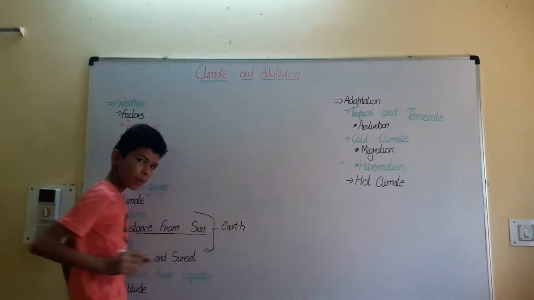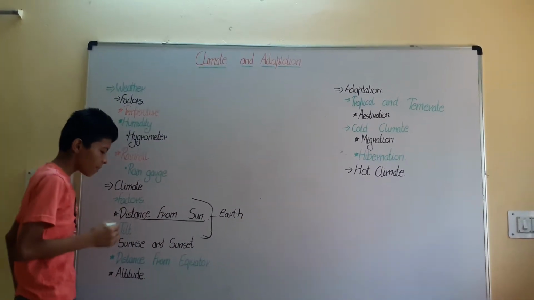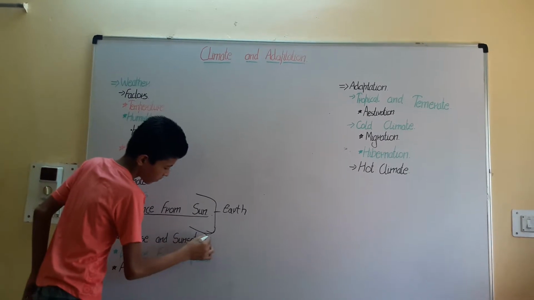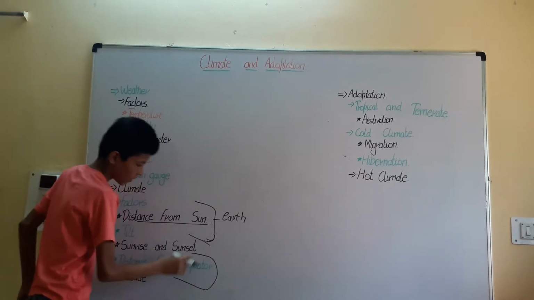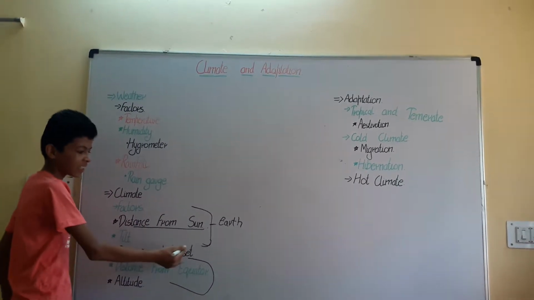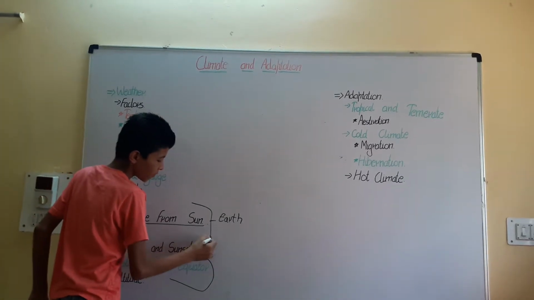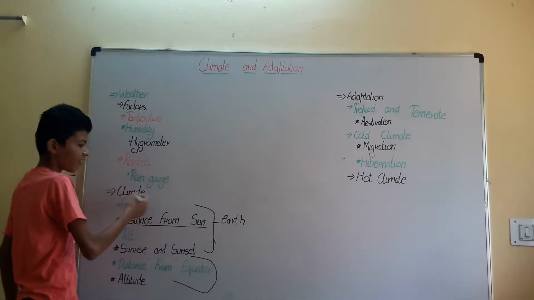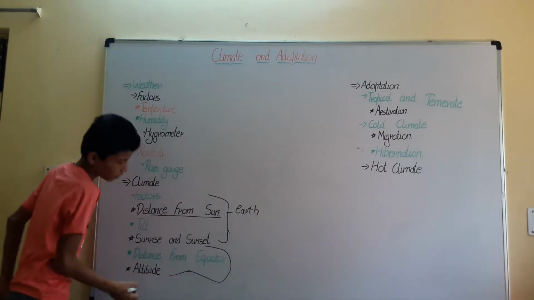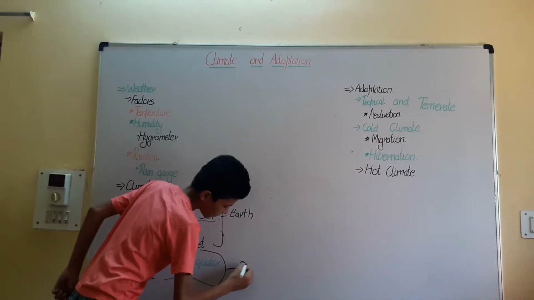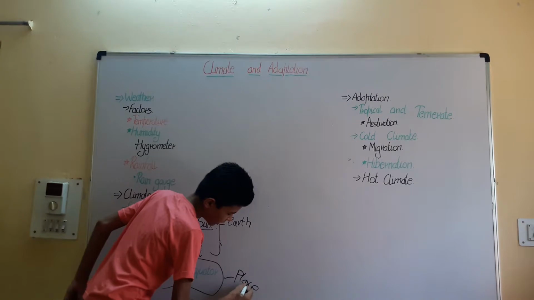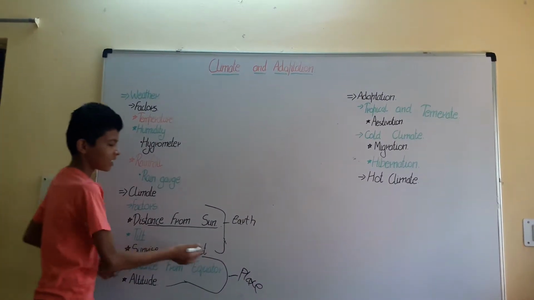Then these were the factors affecting the climate of the whole earth. But now let's learn about the sunrise and sunset, which are also examples of factors affecting the earth, and these both are factors affecting the place. So let's start with the sunrise and sunset.